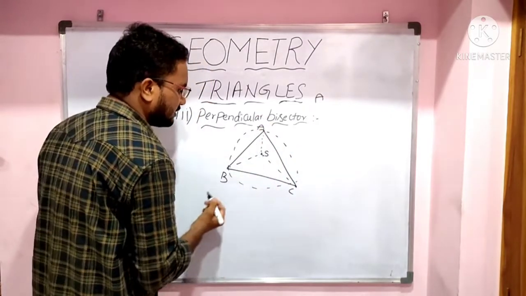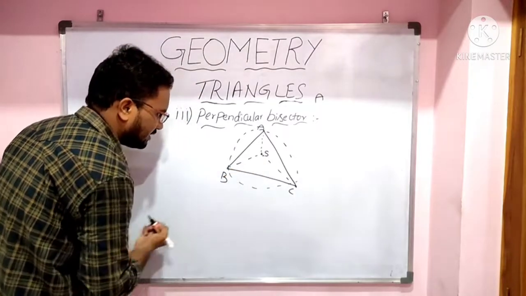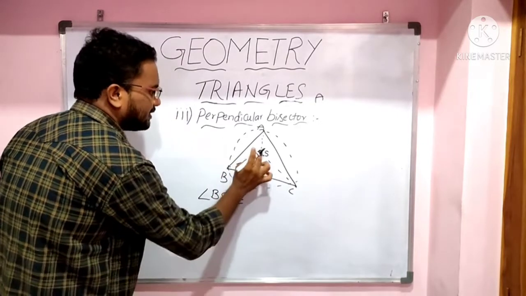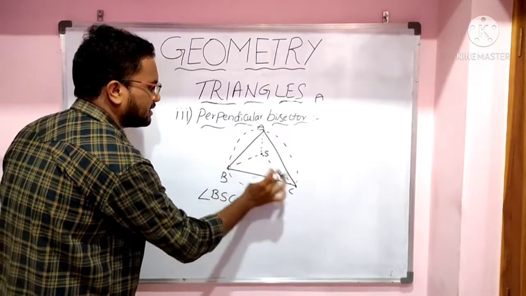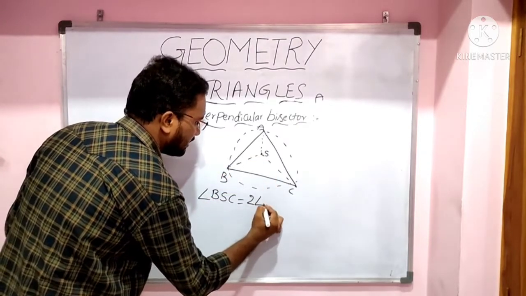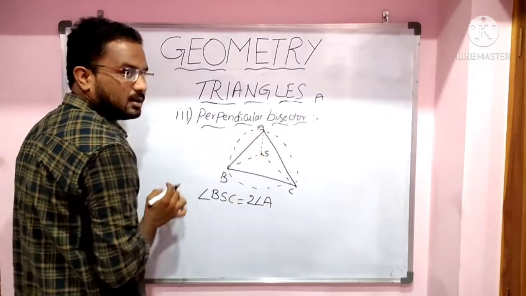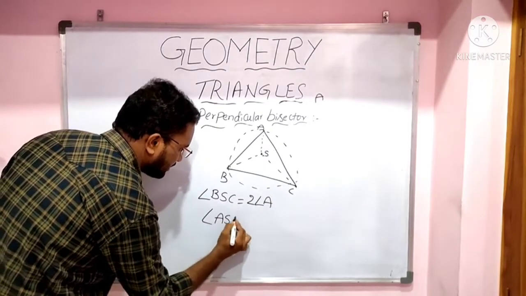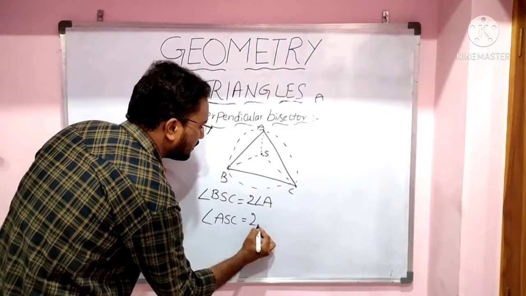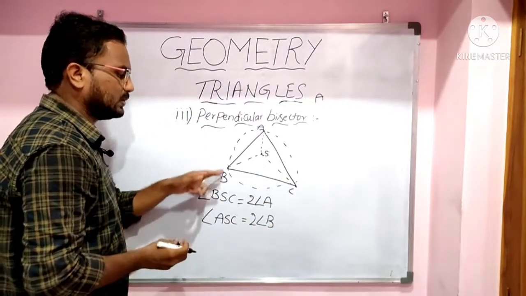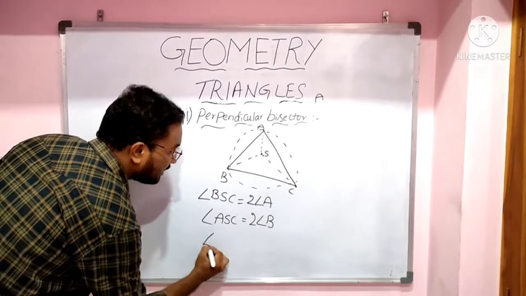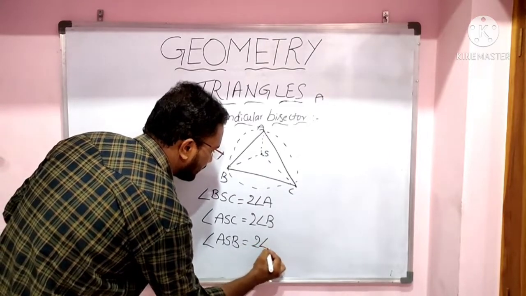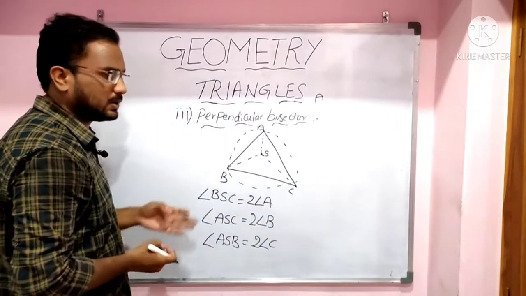It is the circumcircle. Then if S is the circumcenter, then angle BSC equal to 2 into angle A. Okay, and angle ASC equal to 2 into angle B. Okay, and then angle ASB is equal to 2 into angle C.